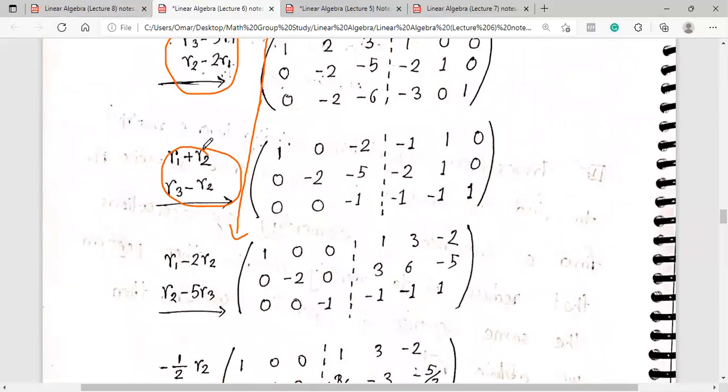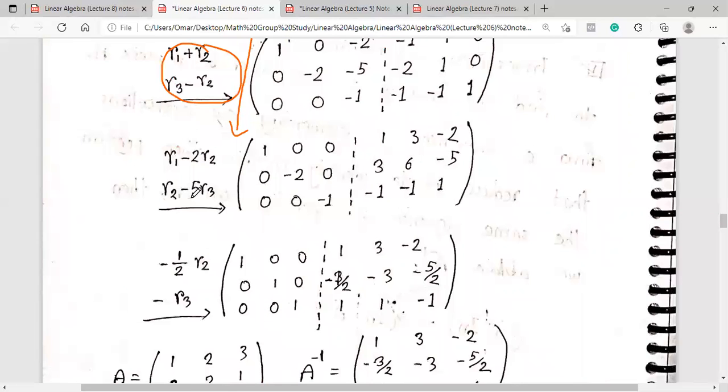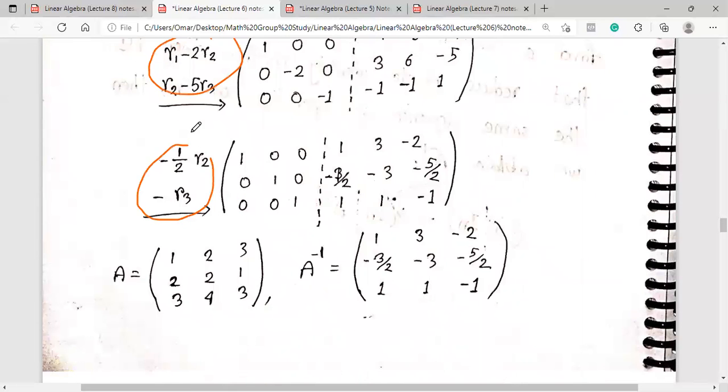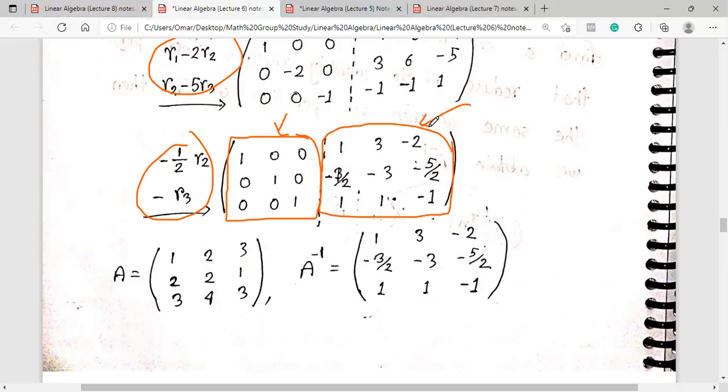We have only 1 minute left, so we will join again, okay? So we have done this operation and this operation, and ultimately we converted our matrix to an identity matrix. And then on the right side here is our inverse matrix. So in the second meeting we will go step by step, okay?